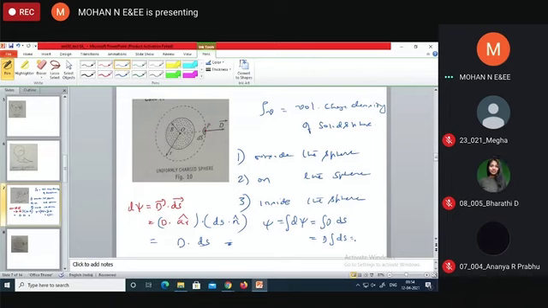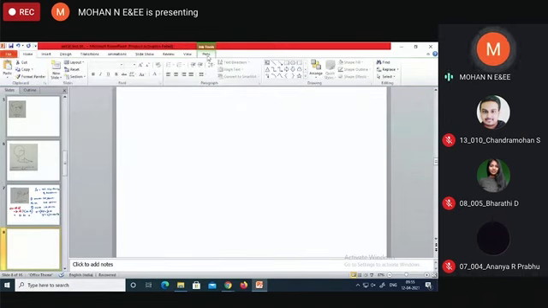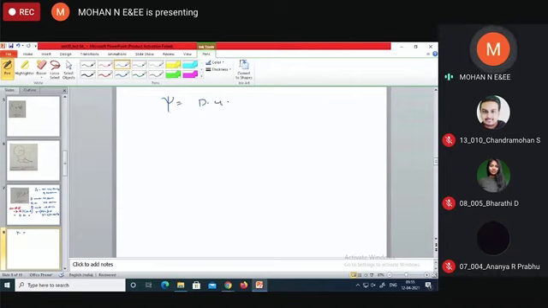It is not 4/3 pi r cubed, that is the volume. It is 4 pi r square. So it is 4 pi r square into D. This is the total flux. So your total flux psi is equal to D into 4 pi r square. That is equal to the total flux enclosed by the sphere. Okay. So now D is equal to Q by 4 pi r square.